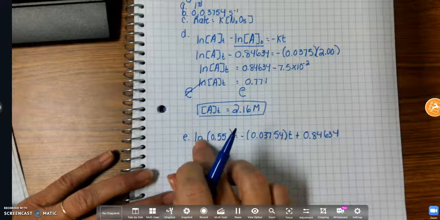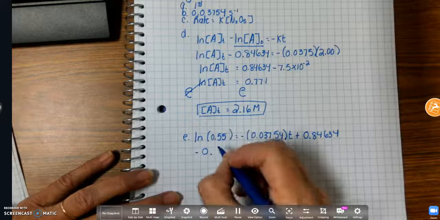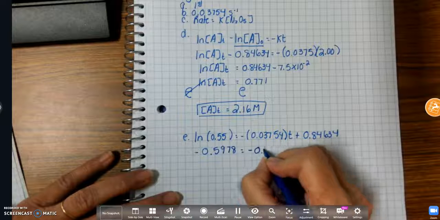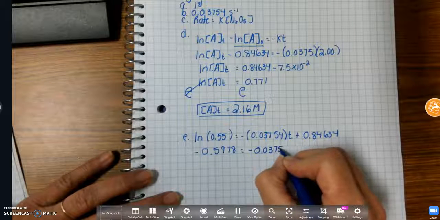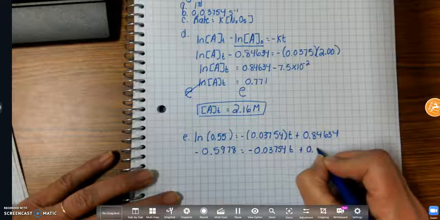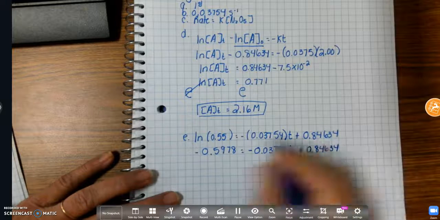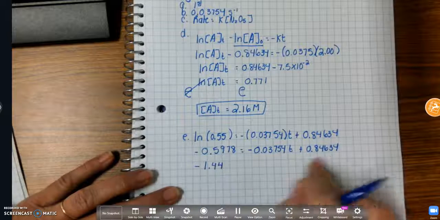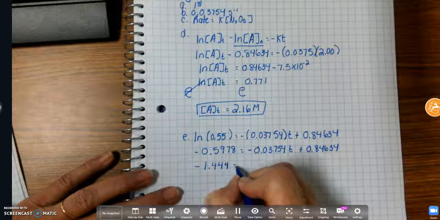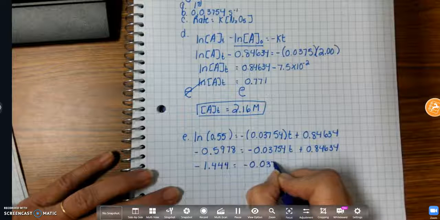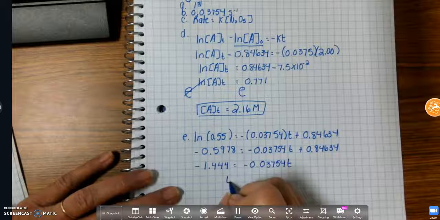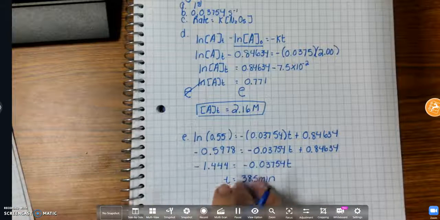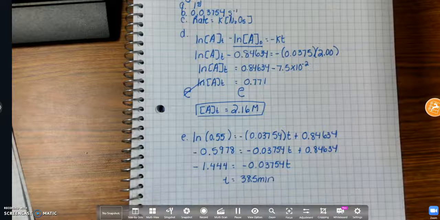I'm going to go ahead and clean this up a bit. Remember, to find this number, I'm just going to hit the log key and enter in the number. Negative 0.5978 is equal to a negative 0.03754t plus 0.84634. That means negative 1.44, I'm just basically going to take this and bring it over, is equal to a negative 0.03754t, and t is equal to 38.5 minutes. Notice how all the negatives cancel. Remember to include your signs, they're really important.